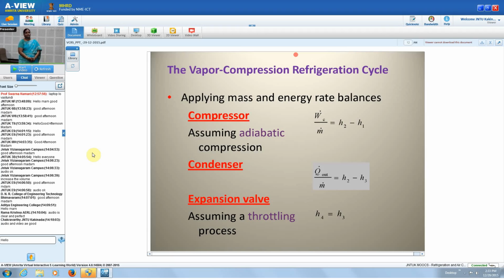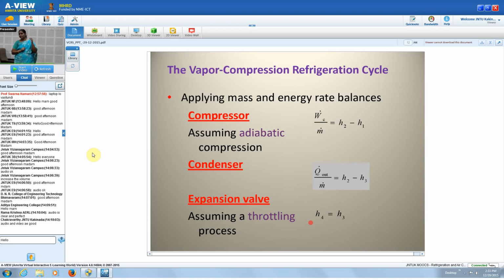So where H2 is nothing but the enthalpy of the refrigerant at the discharge of the compressor, and H3 is the enthalpy of the refrigerant coming from the condenser, which is in the liquid state. Then expansion. So here expansion is nothing but the throttling process. Here we are assuming that this throttling process is always a constant enthalpy process. So at the end of the expansion, whatever the enthalpy available is the same as the enthalpy at the beginning of the throttling process. So H4 and H3 are same.